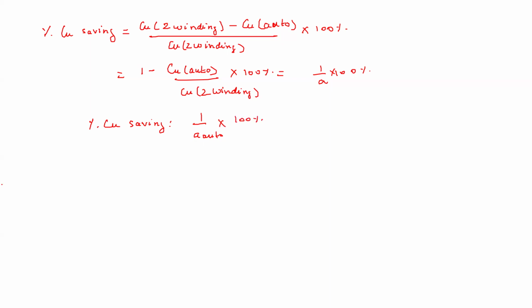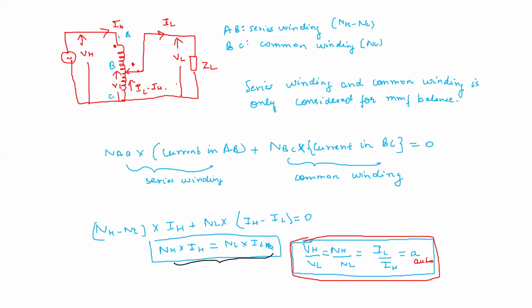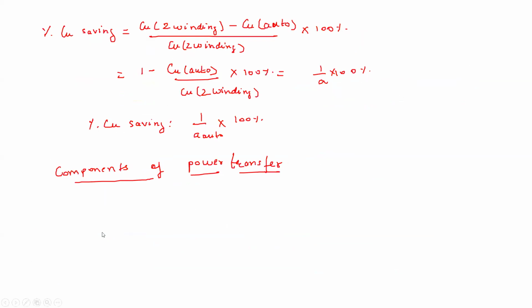Now let us see the components of power transfer. Here, the total output power: if you focus on the output of this auto transformer, the voltage across the output load is VL and the current is IL. So the output power is VL into IL, is it not? So the total transfer is VL into IL.